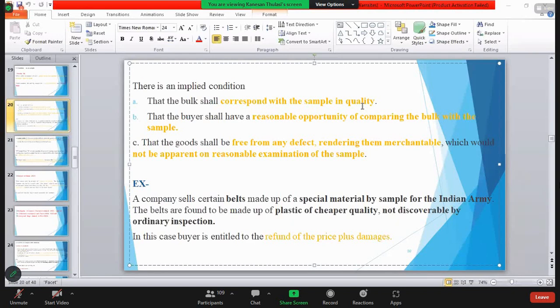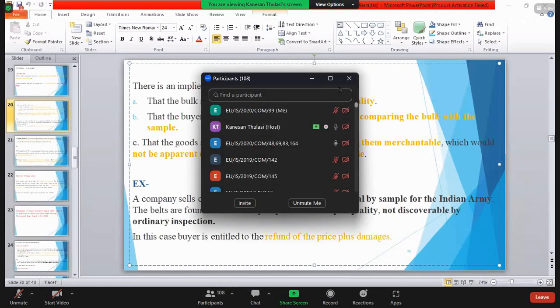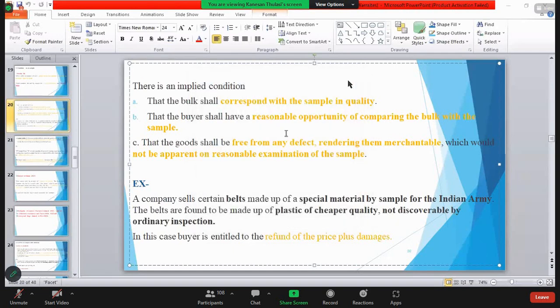The company sells certain belts made up of a special material by sample for the Indian Army. The belts are found to be made up of plastic of cheaper quality, not discoverable by ordinary inspection.